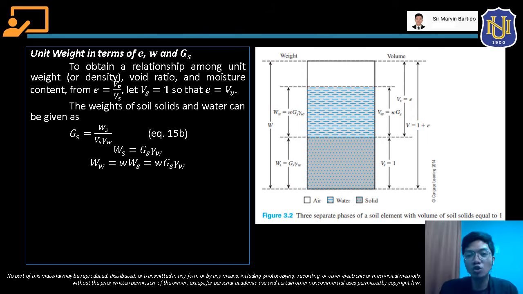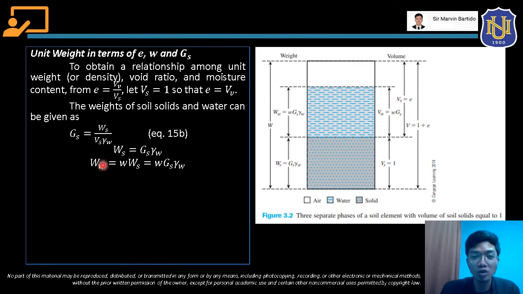Okay, now for the weight of water, class, we have a relationship between the weight of water and the weight of soil solid, right? The water content, if you remember. The water content is equal to the weight of water over the weight of soil solid. Therefore, if we want the weight of water, that will be equal to the water content times the weight of soil solid. And the weight of soil solid is Gs times gamma W, so we just substitute it here. So this becomes w, the water content, times Gs times gamma W.